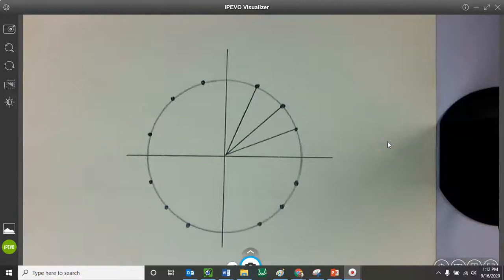Okay, so here we go. Trig, we're going to try to fill out this unit circle. We're going to try to construct the unit circle. That's what the rest of these notes are about.